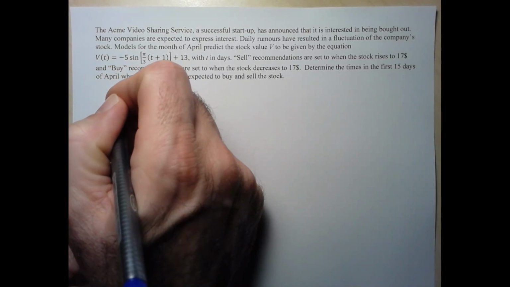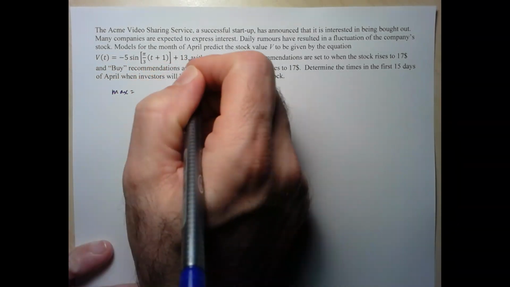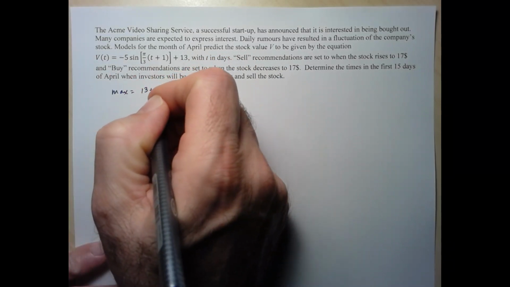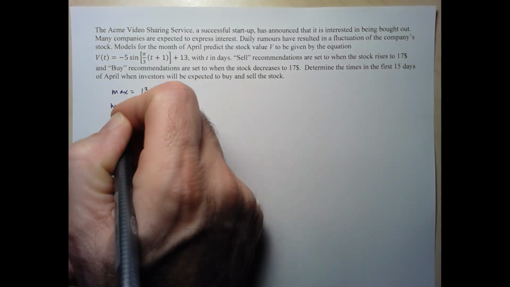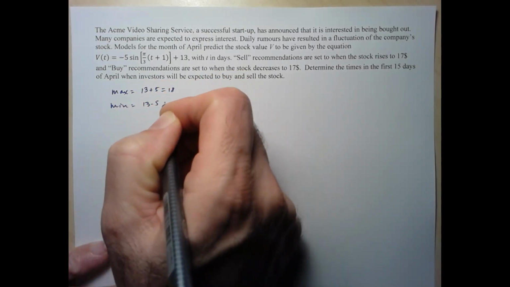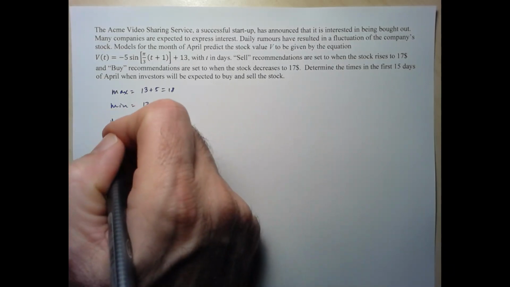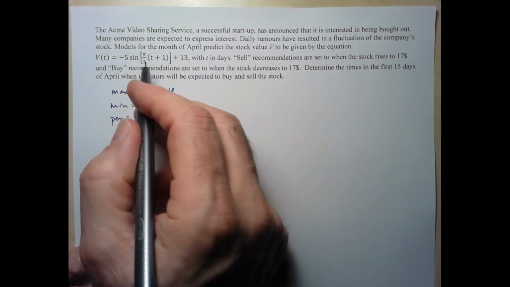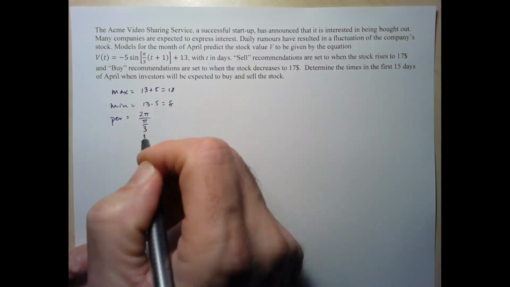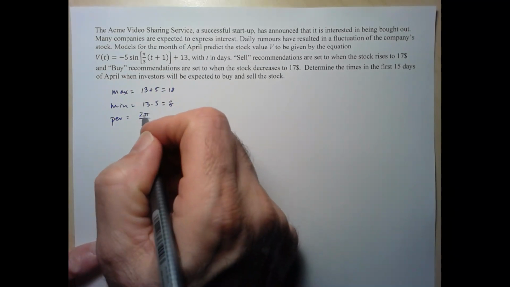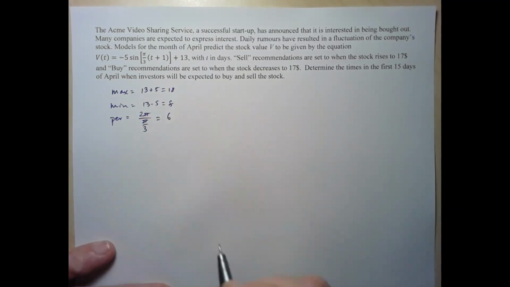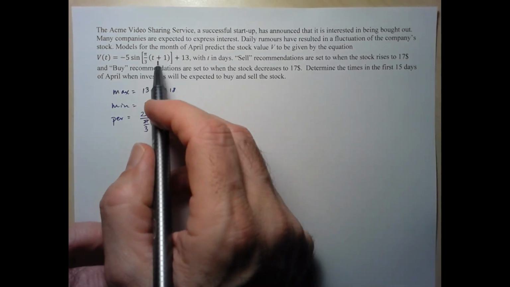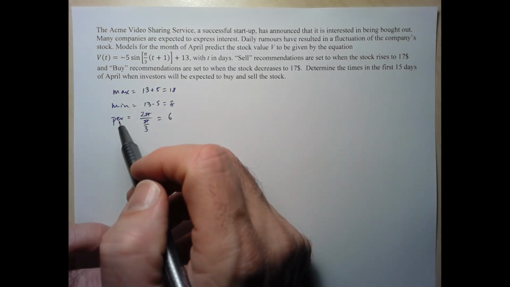Let's take a look at this function and get the main characteristics. My max is going to be my C value plus my amplitude, so 13 plus 5 is 18. My min is 13 minus 5, so that's 8. My period is 2 pi over the k value, pi over 3, same as multiplying by 3 over pi. So this is 2 times 3, so the period is 6 days. And of course, I've got my phase shift of 1 to the left.